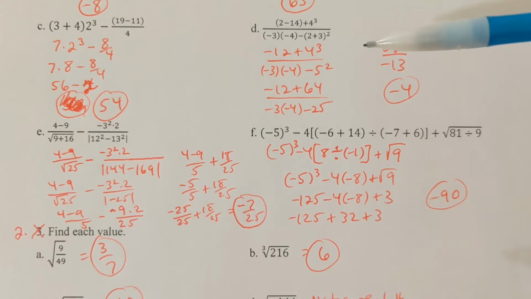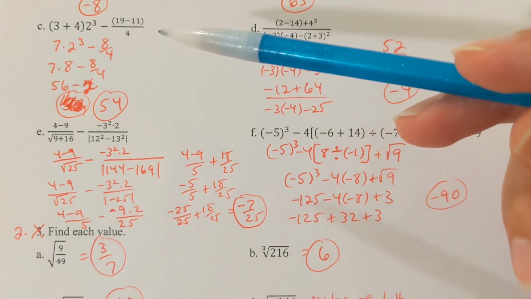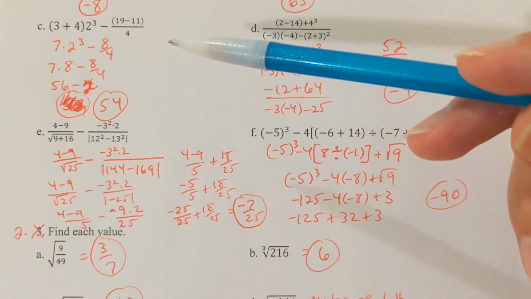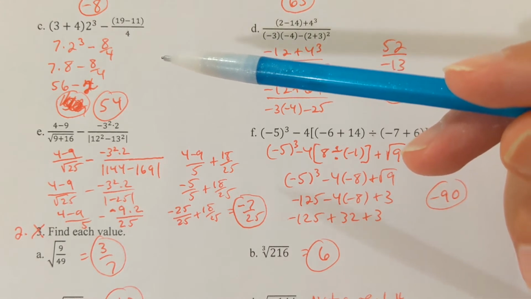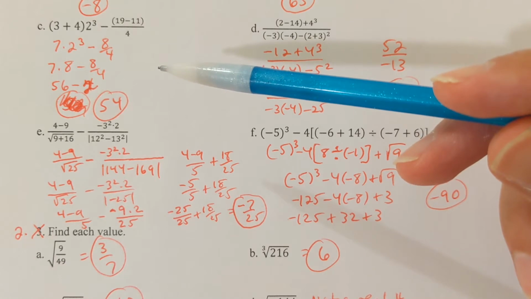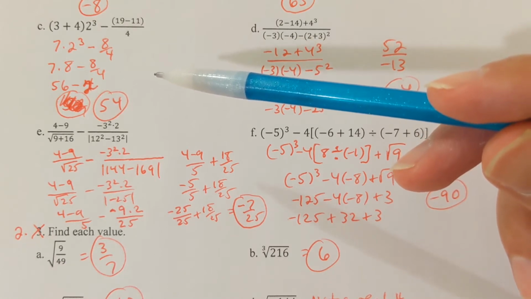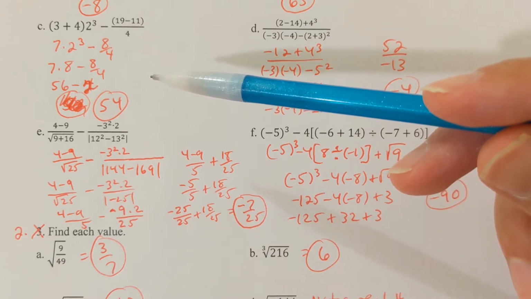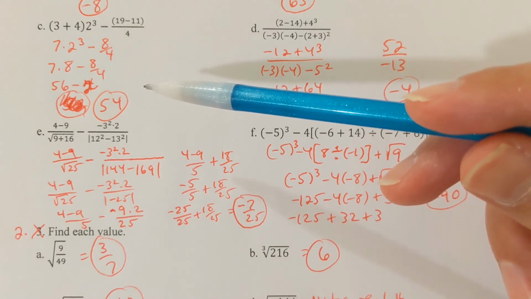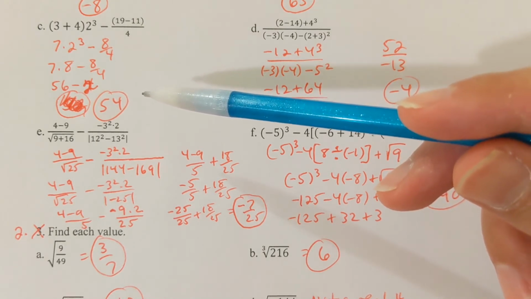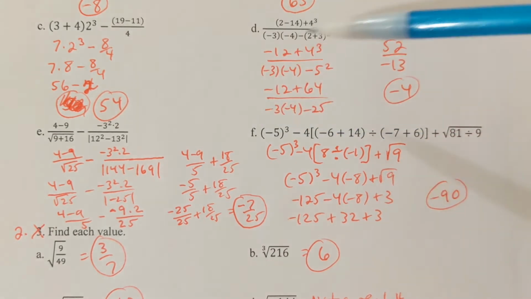3 plus 4 times 2 cubed minus (19 minus 11) divided by 4. 19 minus 11 is 8, and 3 plus 4 is 7. So 7 times 2 cubed minus 8 divided by 4. 2 cubed is 8, 2 times 2 times 2. And 8 divided by 4 is 2. 7 times 8 is 56, minus 2 is 54. Okay?